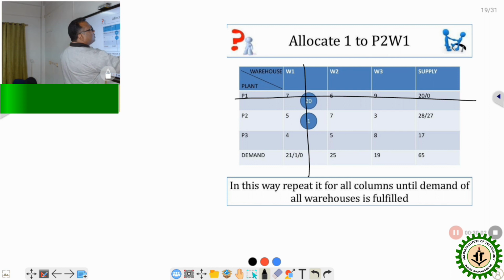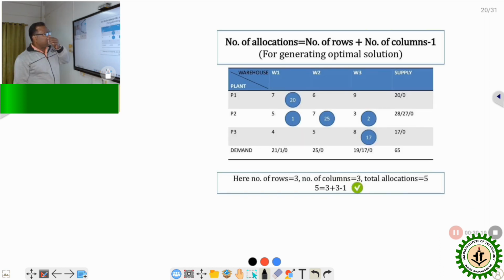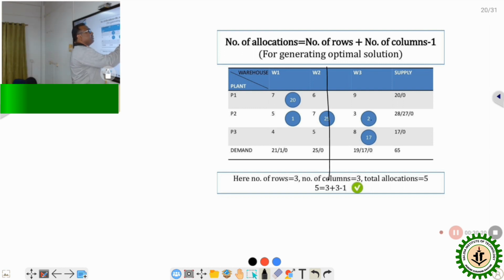So remaining portion is 27, remaining matrix is this, and then we are going for the next slide, where you can see that 25 unit you are putting, so its demand is finished. Remaining amount is 2 unit, so that we are putting here, and to balance, as it is a balanced problem, 17 unit we will go there.